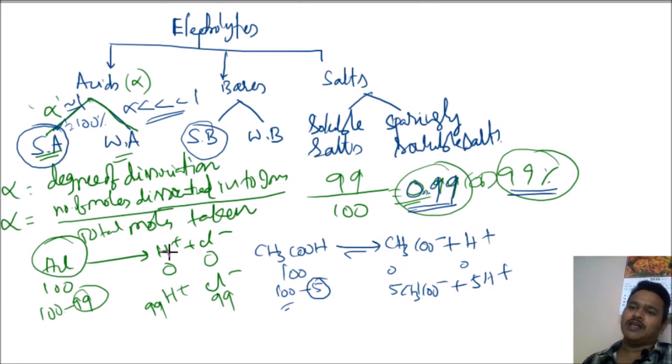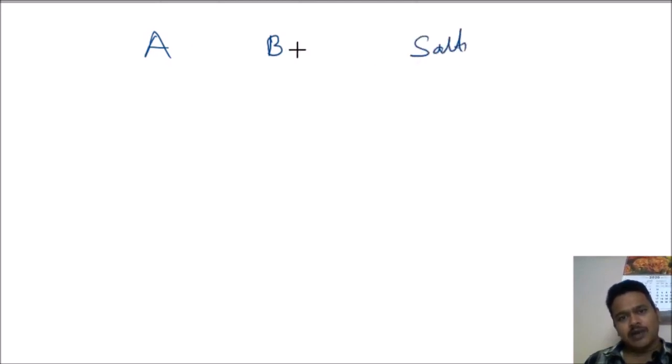Some are strong acids like HCl, H2SO4, HNO3, HClO4, and some are weak acids like CH3COOH (acetic acid), HF (hydrogen fluoride), and HCN. Similarly, bases also. Not only this, you can explain it another way too. Acids are there, bases are there, and salts are there.